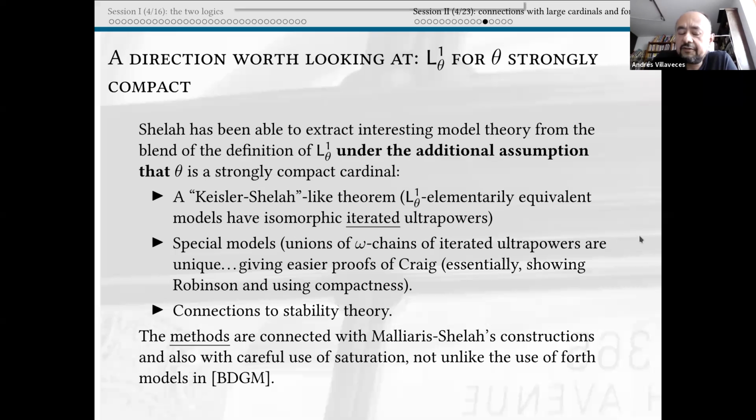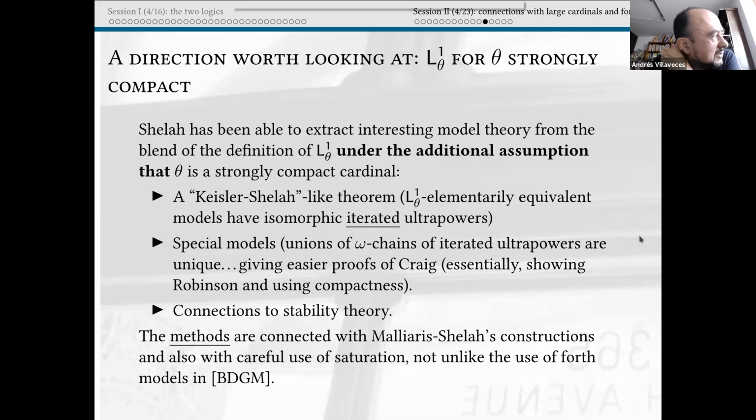I just described two things. He has a kind of Keisler-Shelah theorem, so it means that two models are L_{∞θ} elementarily equivalent, in the sense of that closure of those properties that I described last time for you, if and only if they have isomorphic, not ultrapowers, but iterated ultrapowers. You have to do the iteration omega many times of the ultrapowers in a more controlled way.